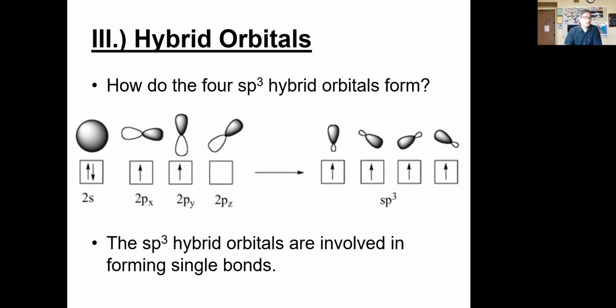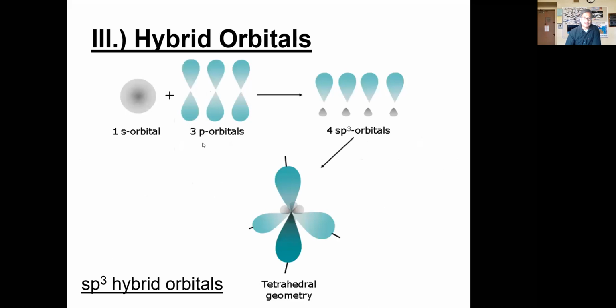Let's go ahead and take a look at the next type of hybridization. We've talked about sp3 here. We also have sp2. Now, one thing I probably should have pointed out earlier is that if you notice here, we start out with 4 total orbitals. We started out with 4 total orbitals here.